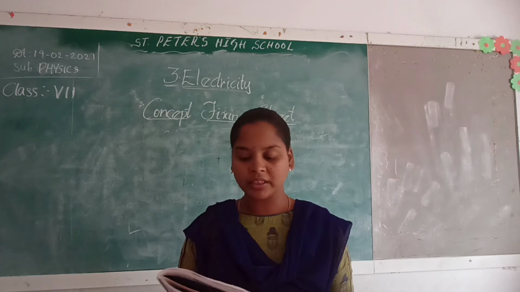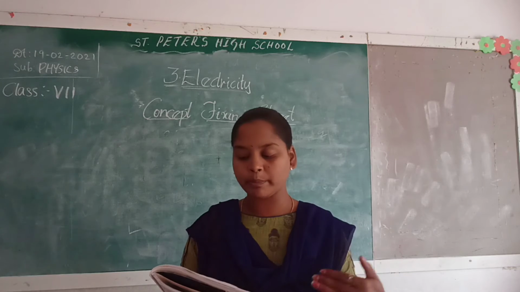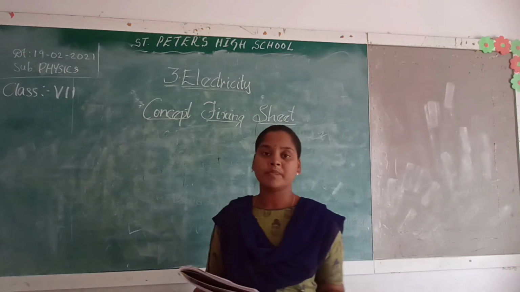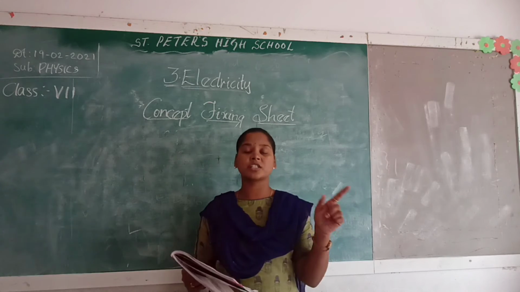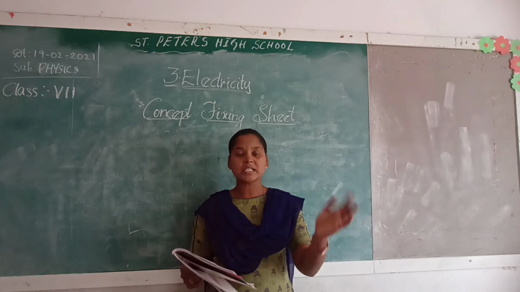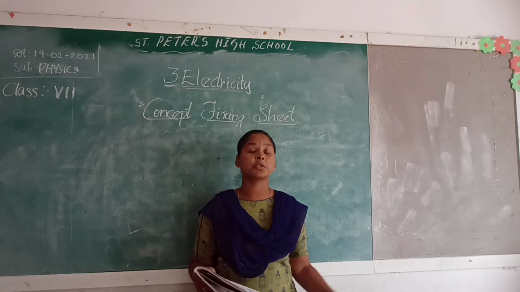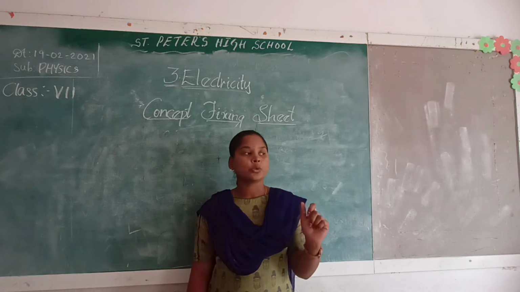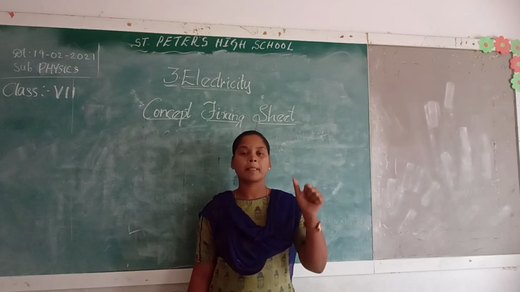Next, an electric circuit is a path along which an electric current may flow. The main parts of an electric circuit are... So what does it mean by an electric circuit? A circuit where electricity flows with some of its components is called an electric circuit. So what are the main components of the electric circuit here? Mainly, to make a circuit we need what?